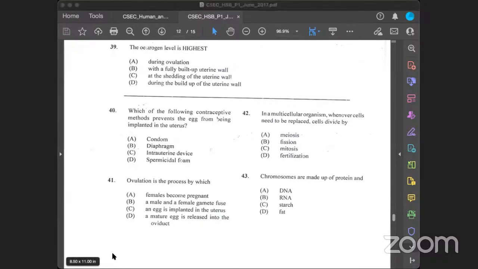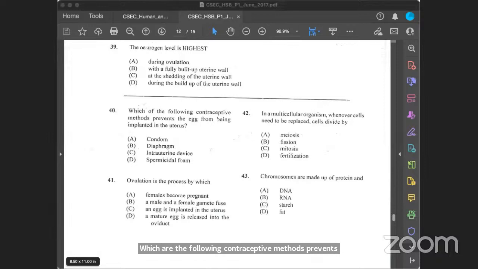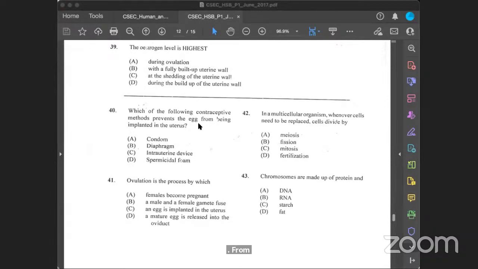Which of the following contraceptive methods prevents the egg from being implanted in the uterus? Diaphragm. The egg from being implanted into the uterus. It's not A or B.